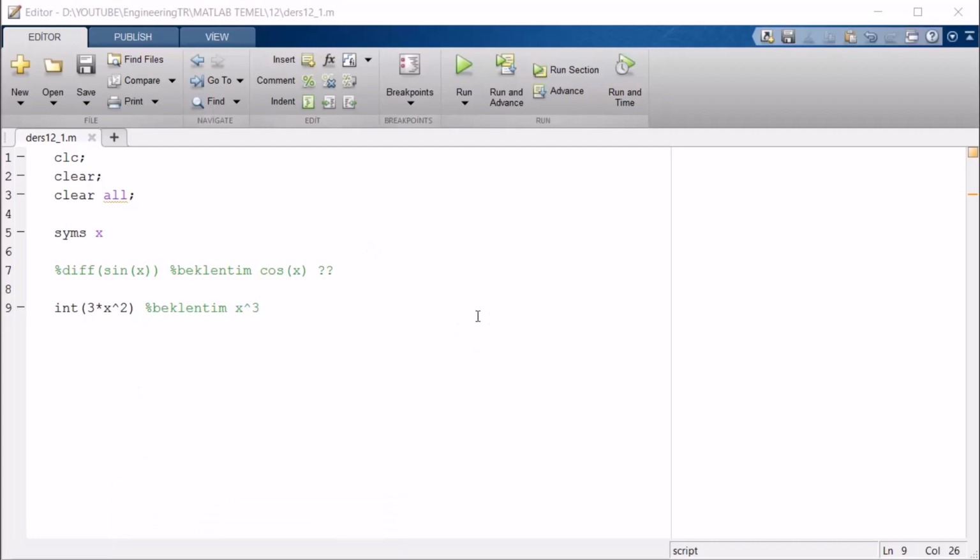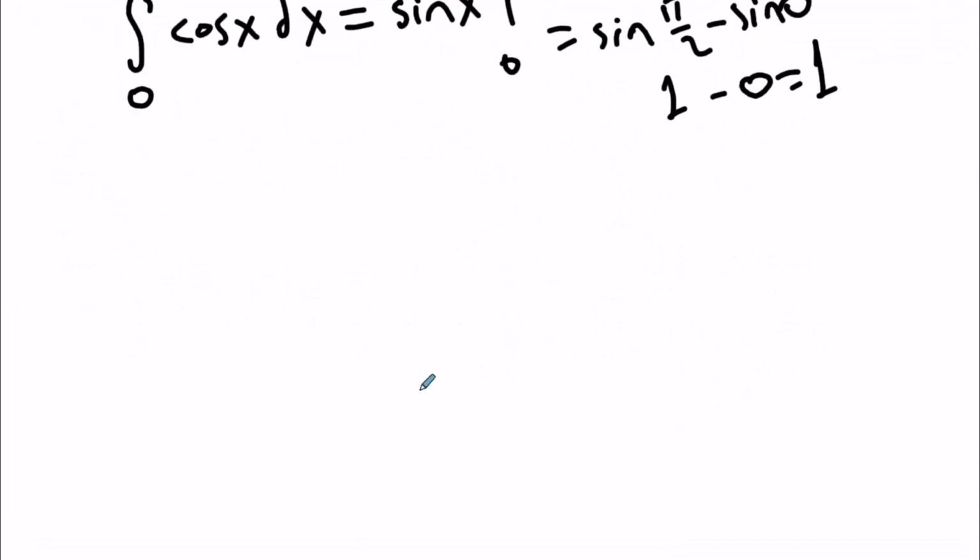Let's do something else now. For example, let's say you were asked something like this. The following question came to mind. They said, how about the graph of the integral of cos x dx? In what range?